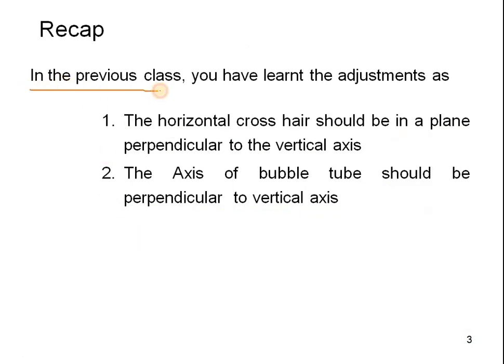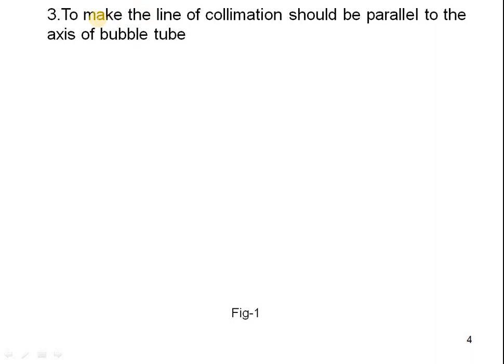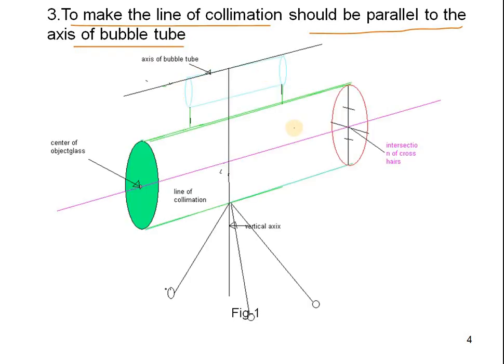In the previous class we have learned the adjustments: the horizontal crosshair should be in a plane perpendicular to the vertical axis, and the axis of bubble tube should be perpendicular to vertical axis. These we have done in the temporary adjustments. Now, to make the line of collimation parallel to the axis of bubble tube. Here you can see a telescope of the dumpy level or auto level diagram.